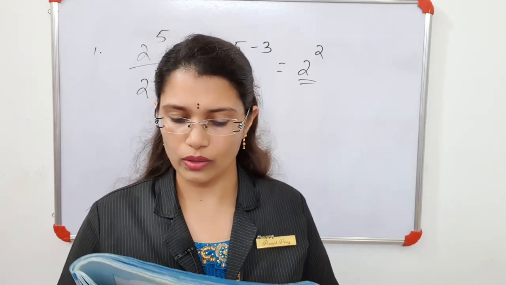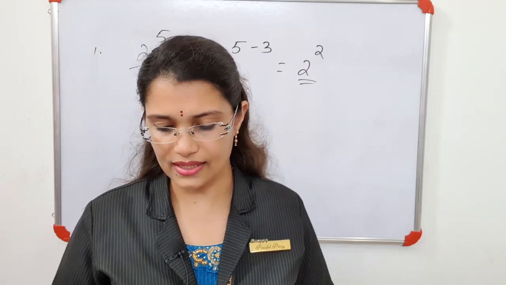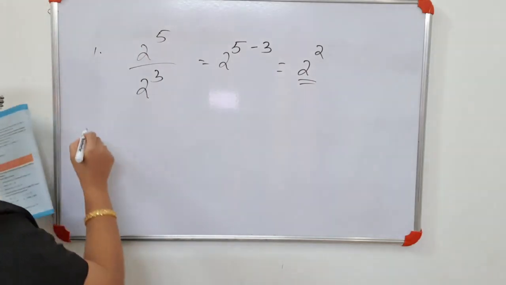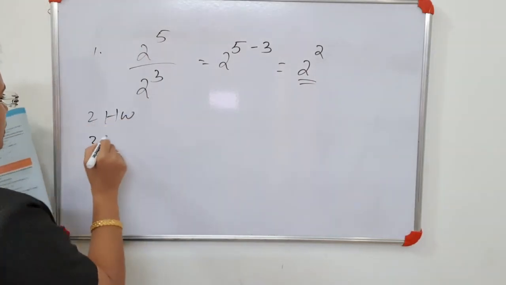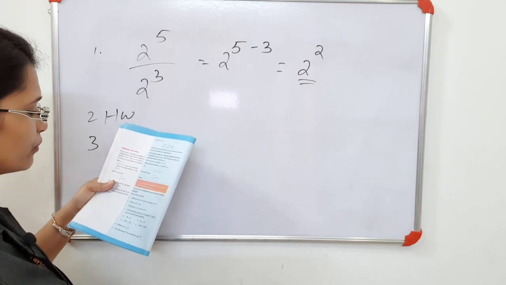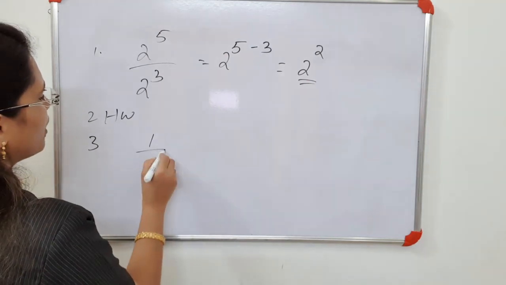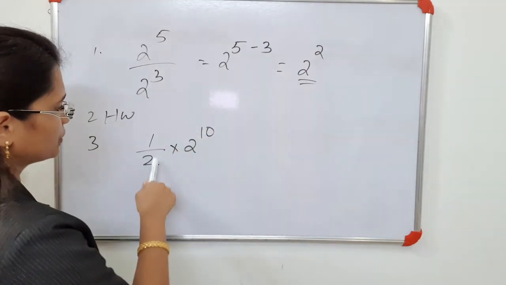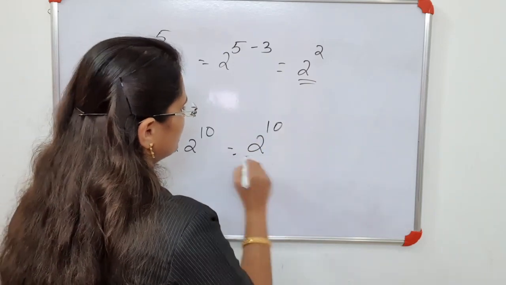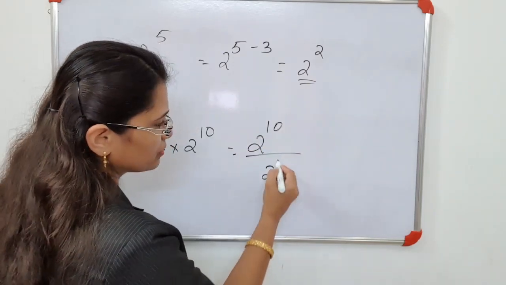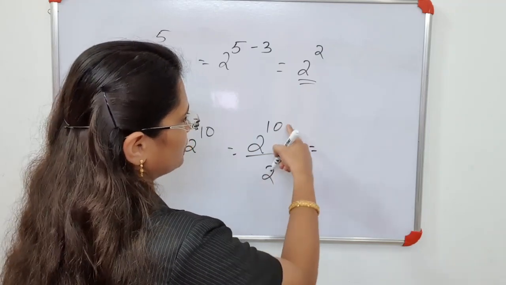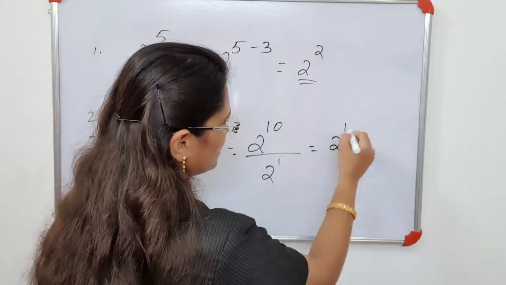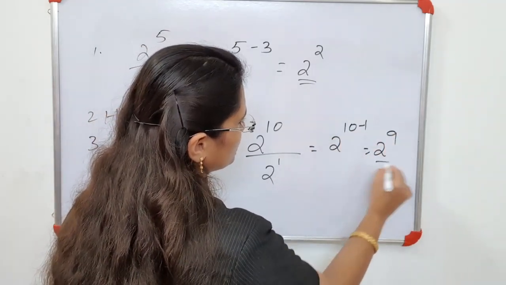Then third one, what power of 2 is half of 2 raised to 10? That means half of 2 raised to 10. That means 2 raised to 10 divided by 2. 2 means 2 raised to 1, so x raised to m divided by x raised to n is equal to x raised to m minus n, that is 10 minus 1, which is equal to 2 raised to 9.